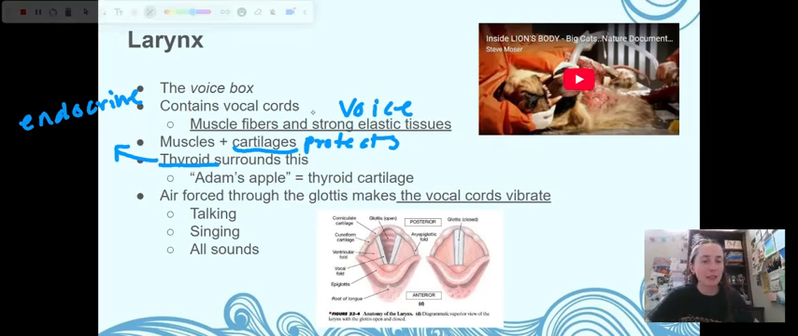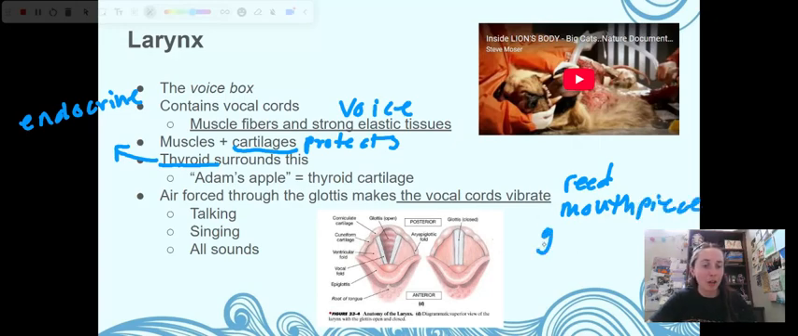vibrate. So I like to think about this as if you've ever played an instrument, a clarinet, the reed vibrates to make music. If you've played a brass instrument, your lips vibrate on the mouthpiece. So if you've played the trumpet, right, a mouthpiece is going to help vibrate. If you play a guitar, those strings vibrate. And that's what makes that music. Those vocal cords vibrating, it's the same concept. So when they vibrate, we get things like talking, singing, or all sounds that you can make with your voice.